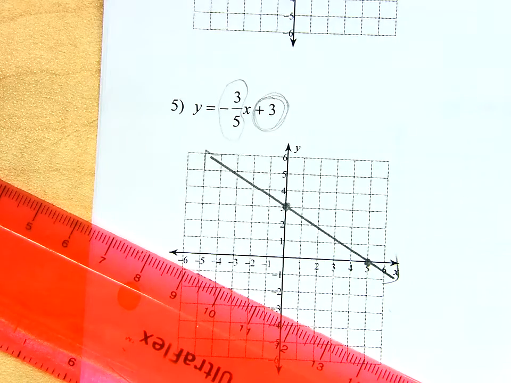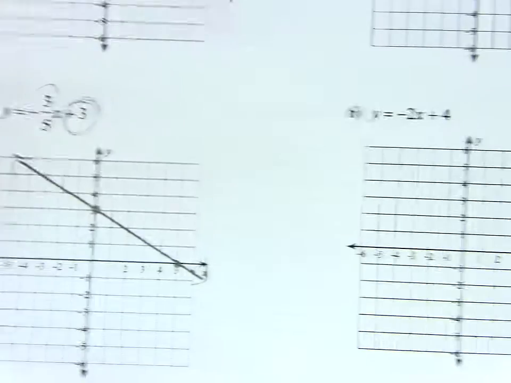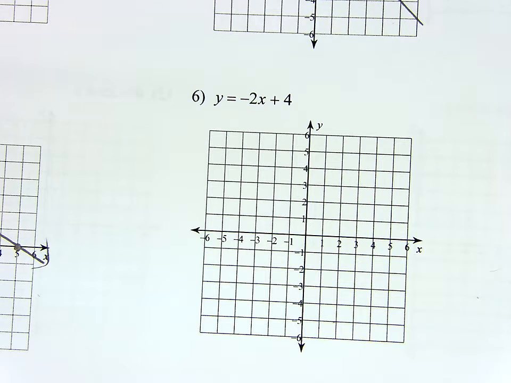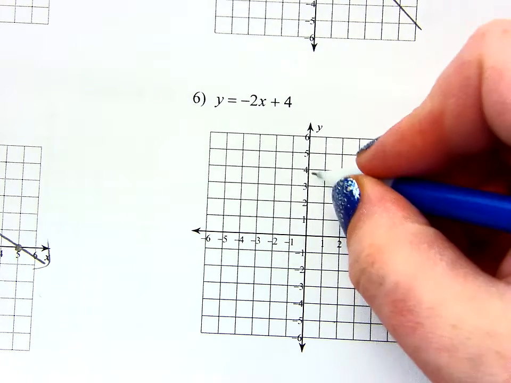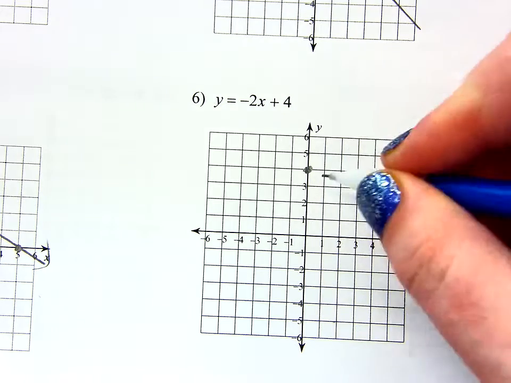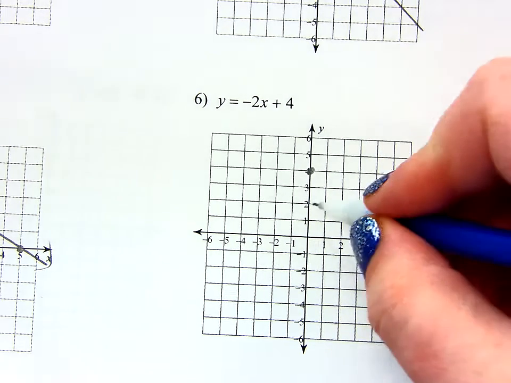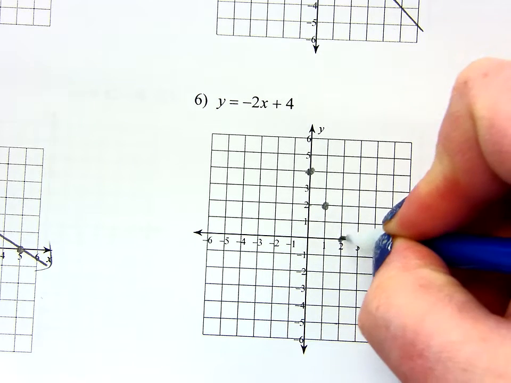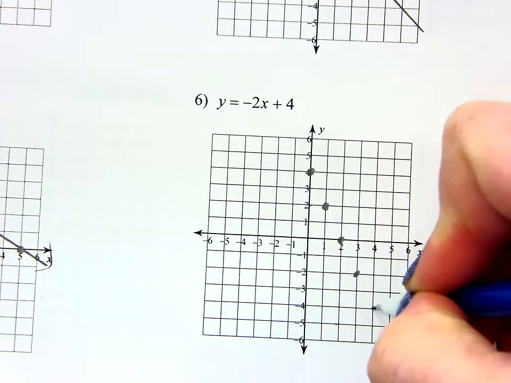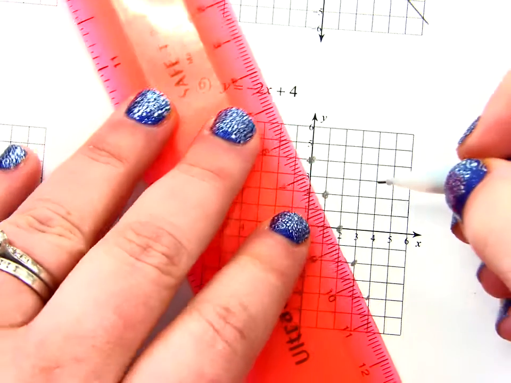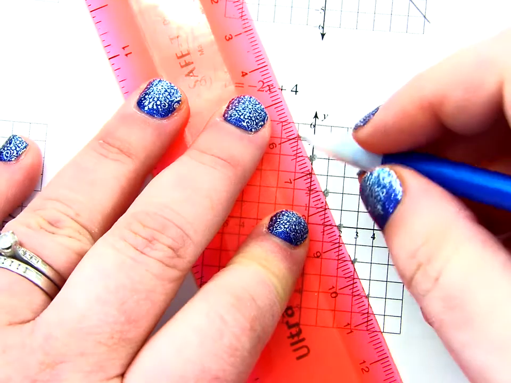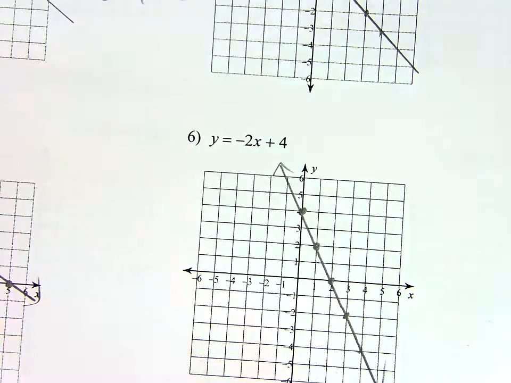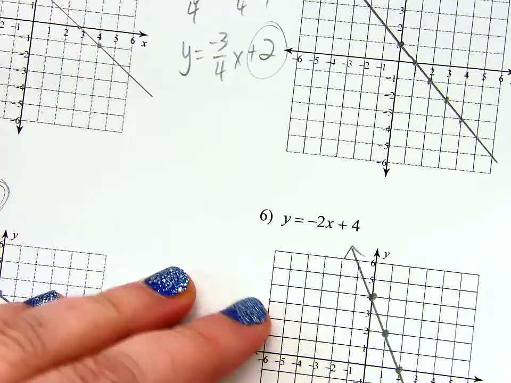Did you get a graph like mine? Yes. I agree. Good. And then 6 should be pretty straightforward too. Did you start at 4 on the y-axis? Yes. And then where do you go? Down 2 over 1. Over which way? Right. To the right. Always to the right. That's it. You got it so far?